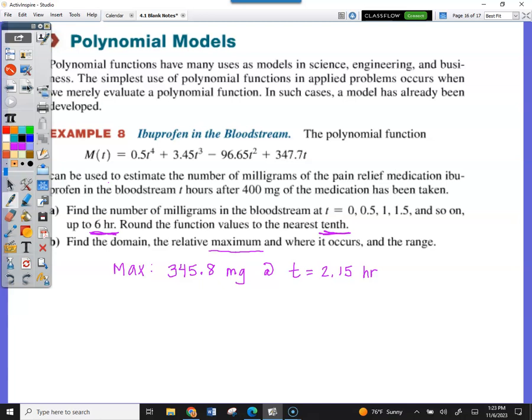We're talking about ibuprofen here, people. M is saying how much medicine is in your system. T is saying how much time has passed since you took the medicine. This is why medicines say take one every 4 hours. Do not exceed more than 24 grams a day or something like that.